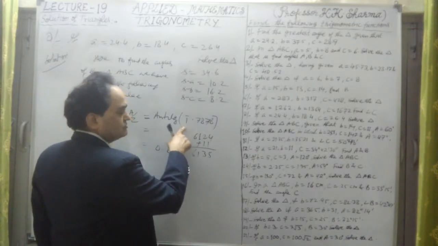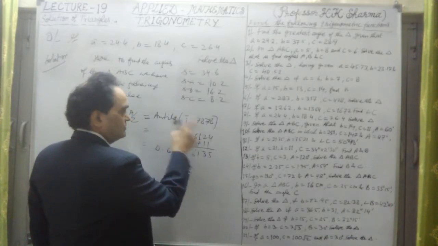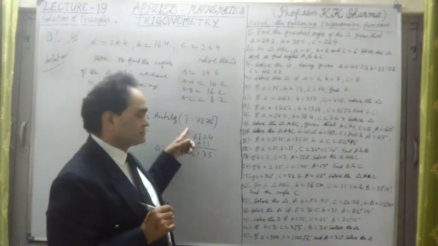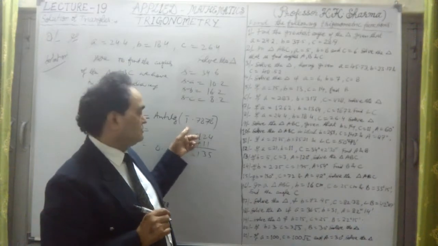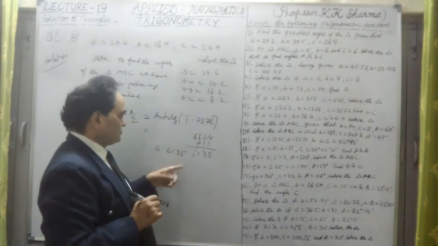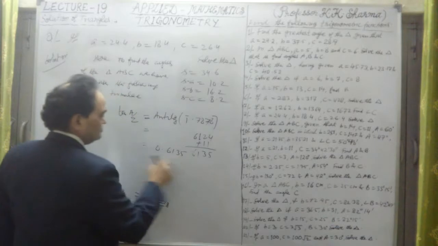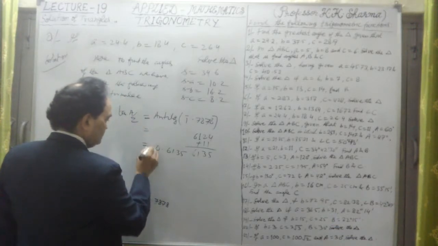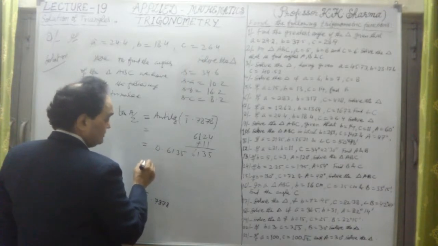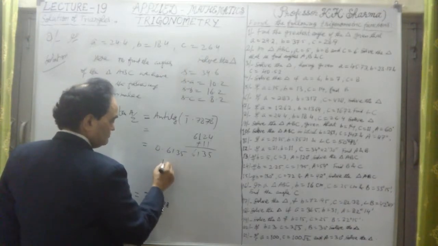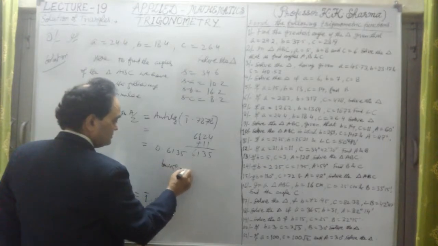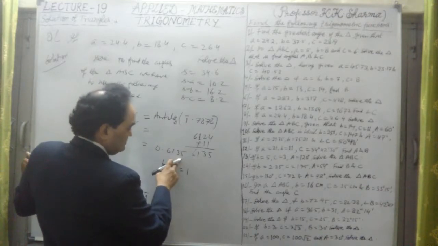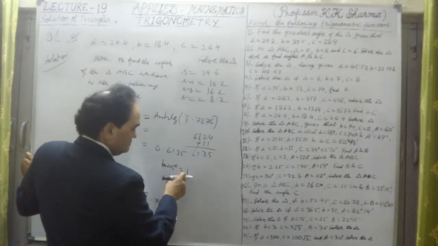We add 1 in case of antilog, but in case of logs, we have to subtract 1 from the characteristic. But in this case, the characteristic is minus 1. Minus 1 plus 1 is 0, 0 constant. This is the value here, 0.6135. What is the value of this tan? We know that tan 45 degree is 1. So we have to multiply this by 45.